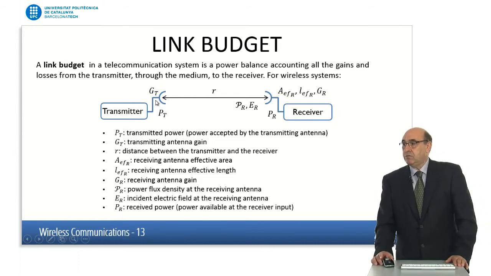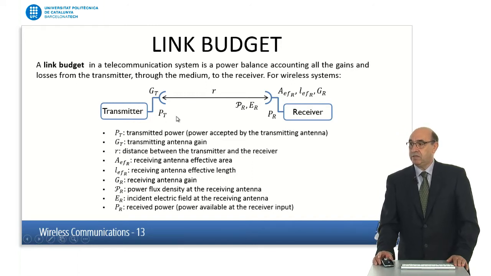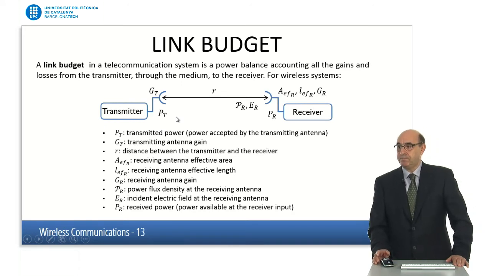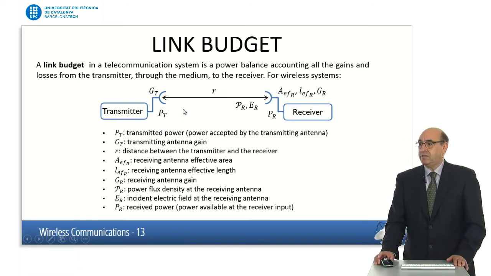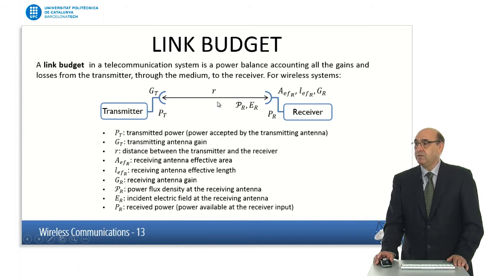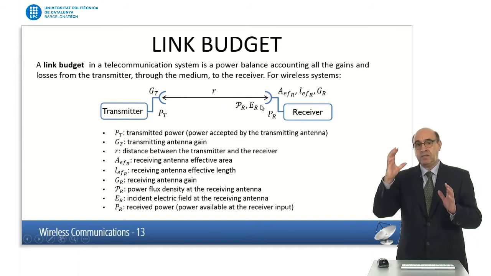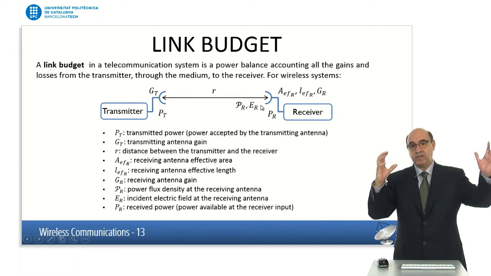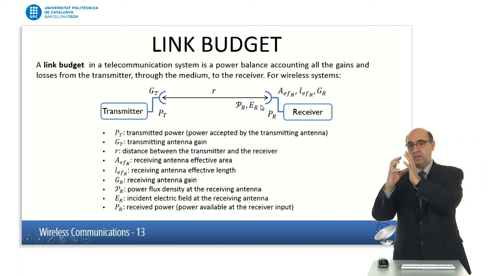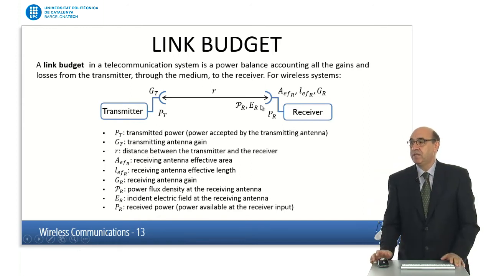The antenna will send this power to the space with a certain gain, and we call this GT. This is the gain of the transmitting antenna. At a certain distance r, here, we have the receiving antenna. This antenna is going to see the wave coming towards it and is going to extract power from this wave and send it to the receiver.